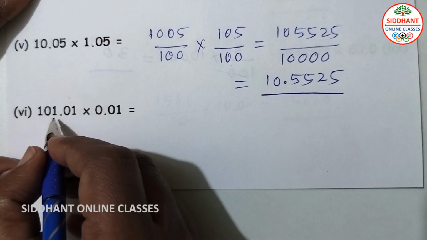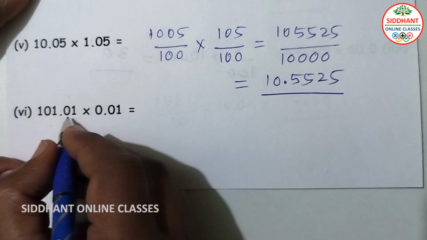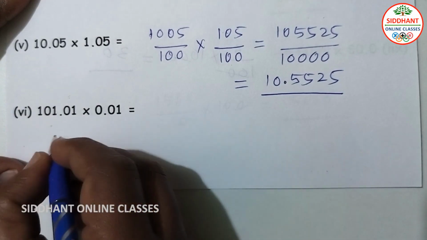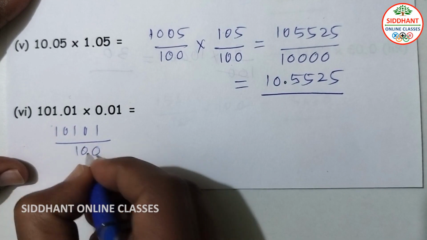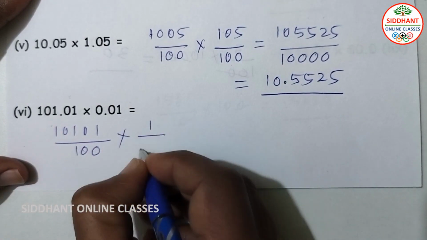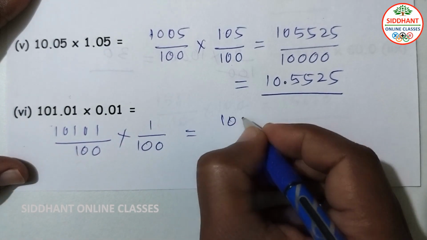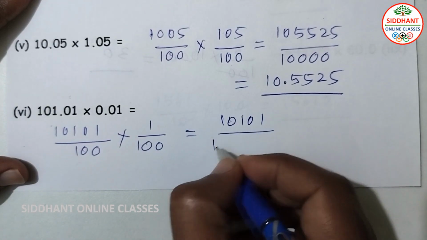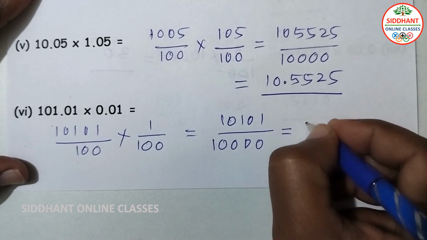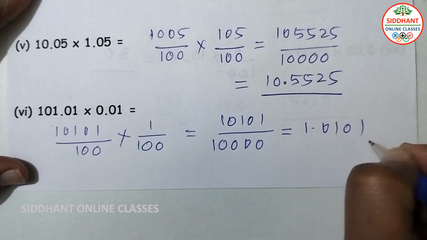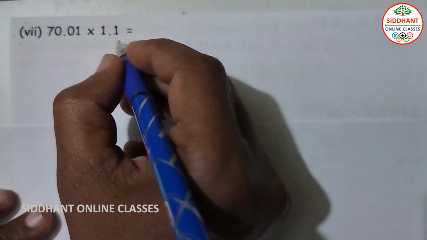Next, 101.01 into 0.01. So here 2 digits, that means 10101 by 100 and 1 by 100, it can be written. So 10101 by 10000, that equals 1.0101.